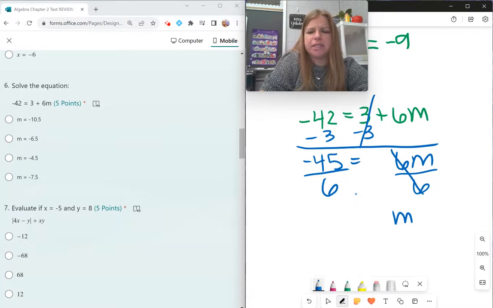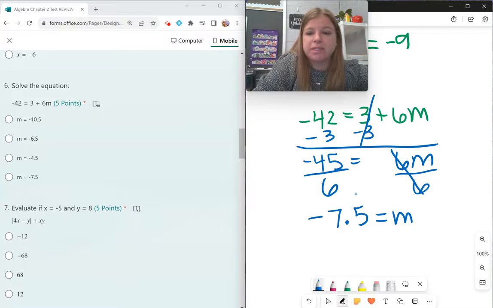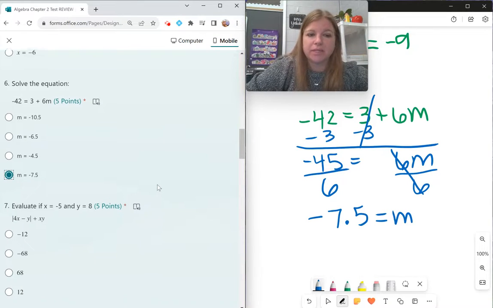Now 45 does not divide by 6 perfectly. So I know it's one of those decimal answers, but I could say, hey, 6 goes into 45. Let's see, 6 times 7, right? So 6 goes into 45 7 times, and there's 3 left over, and 3 out of 6 is 0.5, and a negative divided by a positive is a negative. If I use my calculator, I would get the same answer, negative 7.5.